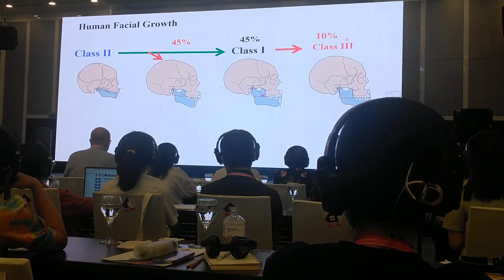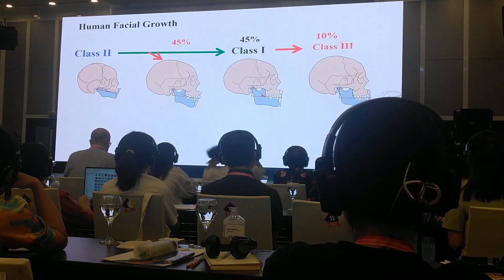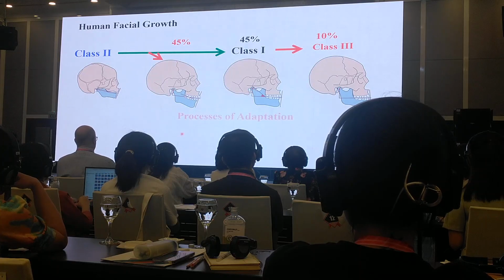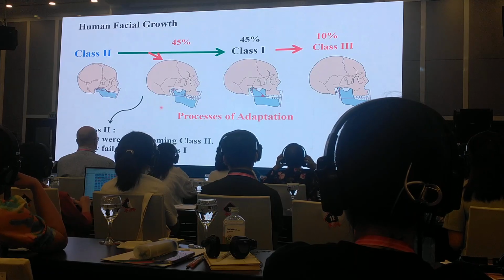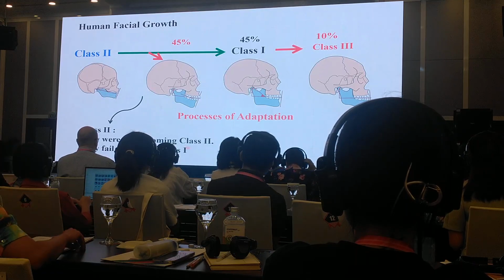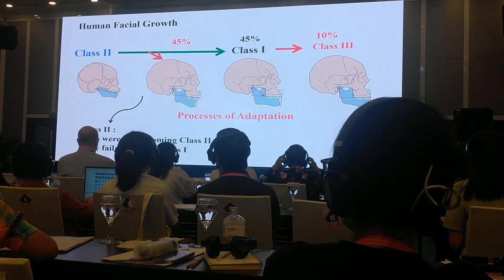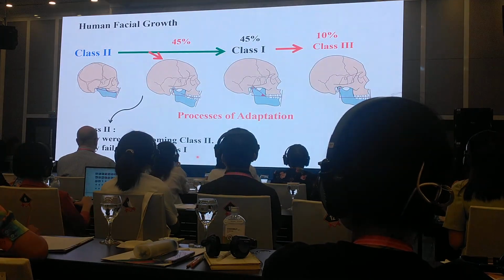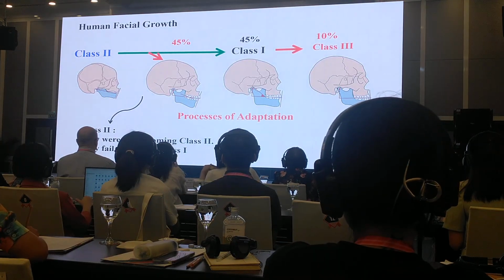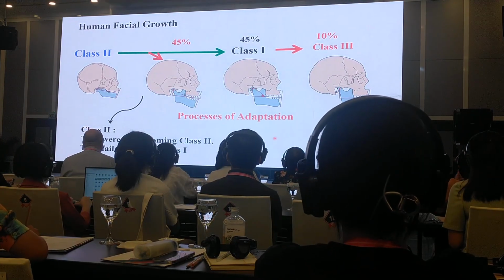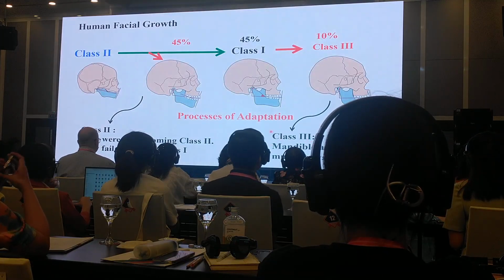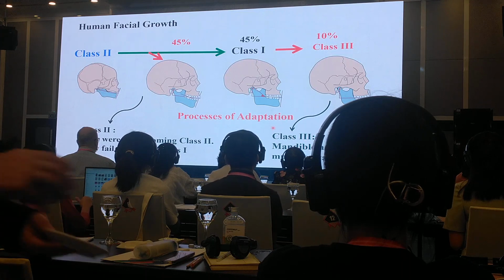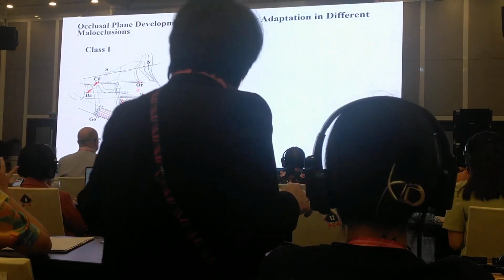So about 10% jump to class 3. Now you understand this part. Now here, why class 2? They were not becoming class 2. They failed to become class 1 for some reason. You must understand why class 2. Class 3, no. Therefore, let me show you this.